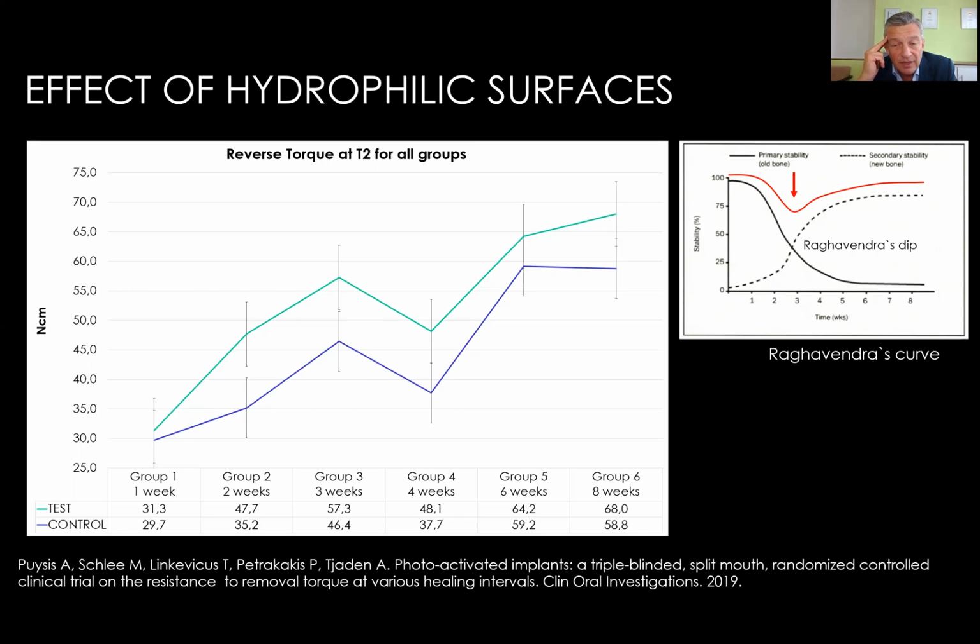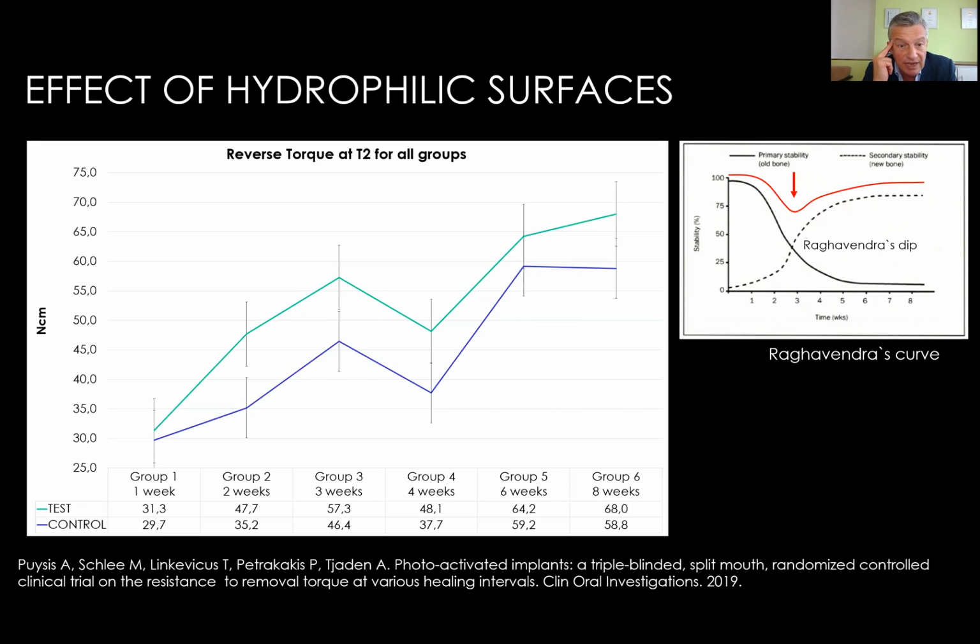He claims that an implant initially placed has a certain primary stability which decreases over time when the healing starts, and when osseointegration starts, the implant gets more connected to the bone, tighter to the bone. And the resulting graph in red shows you that we have a less primary stability after 3 weeks.